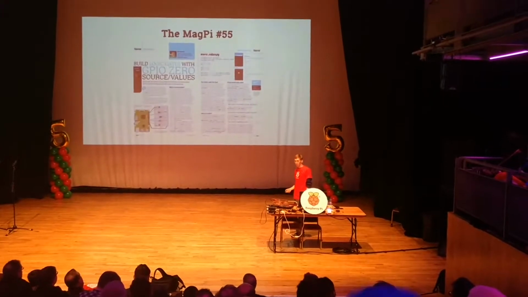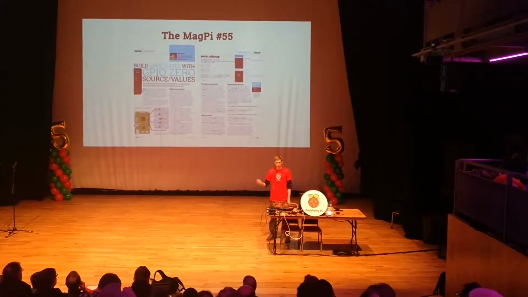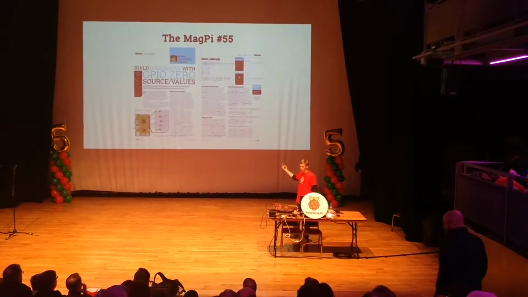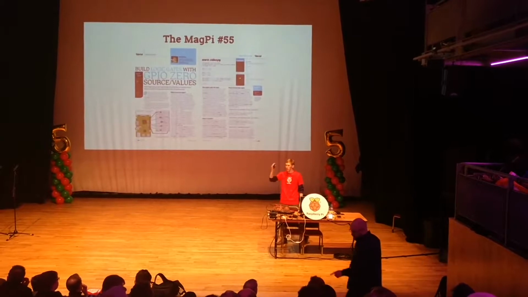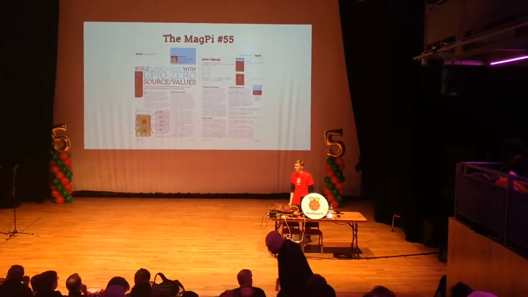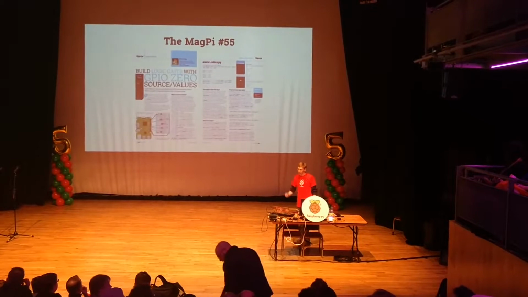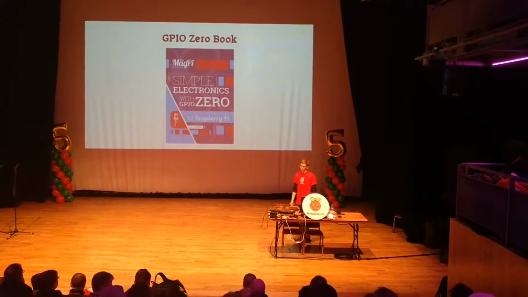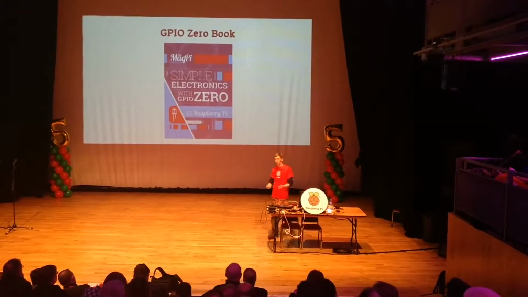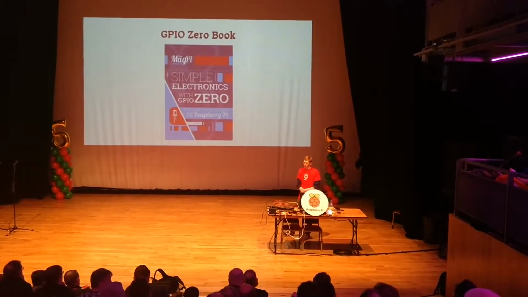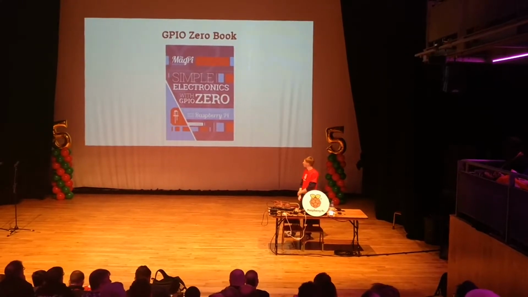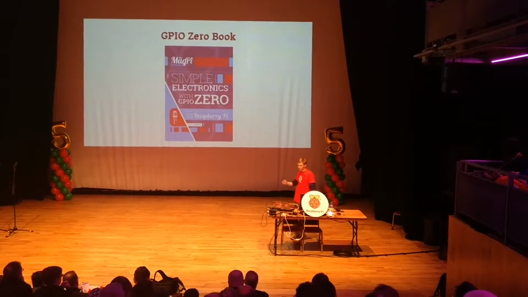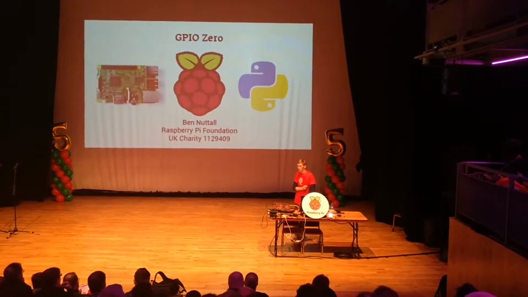If you managed to pick up this month's copy of The MagPi, issue 55, there's an article explaining source values and how you can build projects explaining logic gates, which is an idea that I credit to Miles Berry, as we had a chat about something and I came up with that idea. So do take a look at that, and go and speak to Russell about the GPIO Zero book. In the MagPi Essentials range, we have a Simple Electronics with GPIO Zero book. It's full of projects and lots of API documentation in there as well. That's all. Thank you very much.